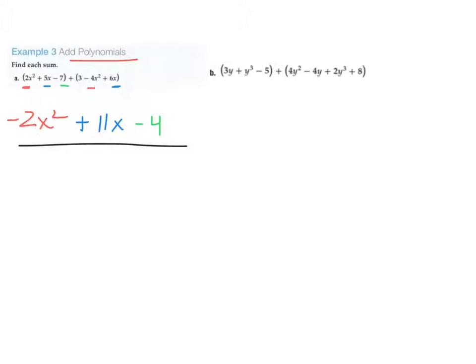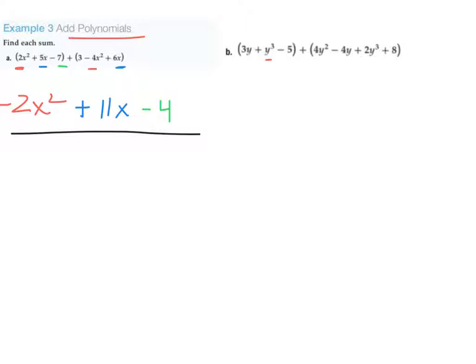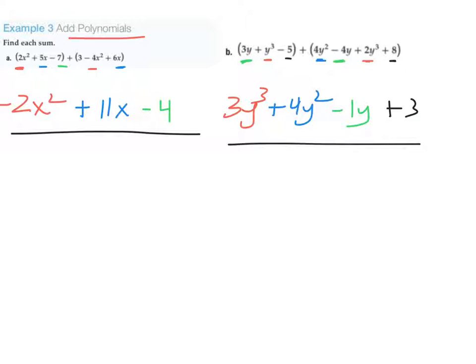Look at our next problem. So I'm looking at that y cubed, and over here I have a 2y cubed. And so by adding that, I made 3y cubed. Then I'm going to look at squares. So I have a 4y squared, but I don't have a square here, so it doesn't get added to anything. Then I look at the y's. I have a 3y, and I have a negative 4y, so I have a negative 1y. And then I have a negative 5 and a positive 8, so that when added, gives me a positive 3. And it's already in standard form.